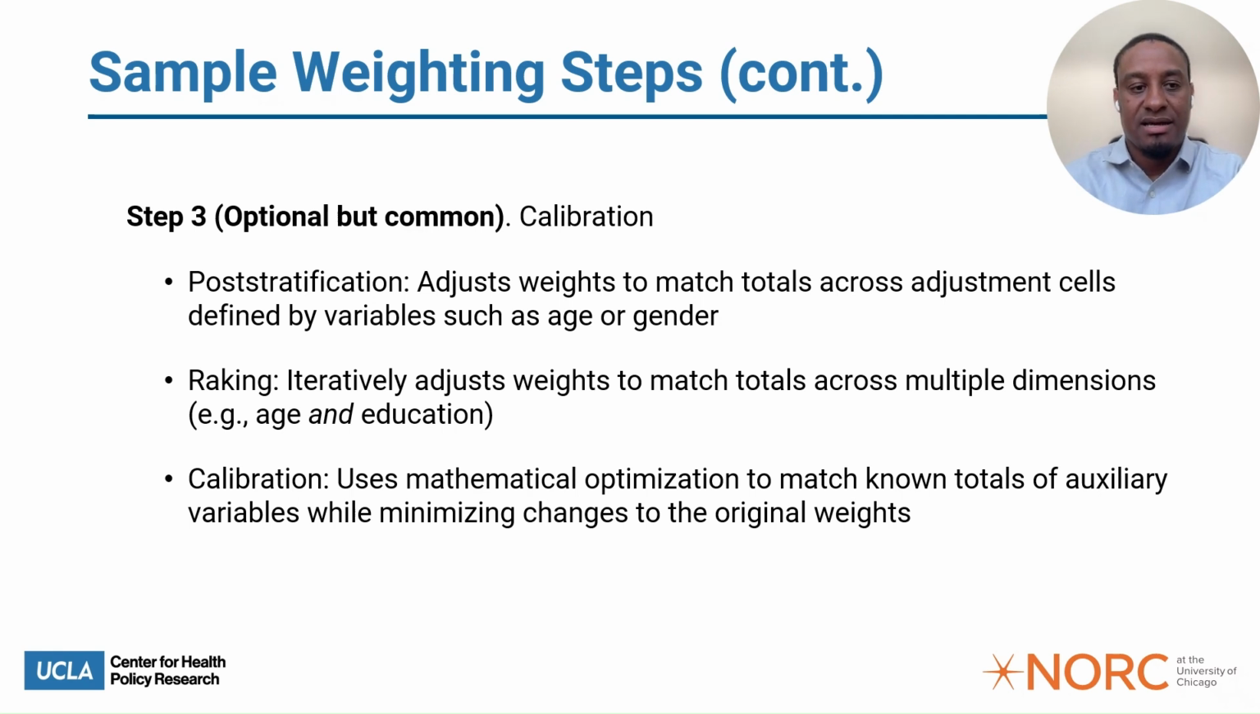And the last option to do calibration is the general calibration techniques, which are mathematical optimization techniques where we still calibrate the weights to match totals from external sources, but we do it using auxiliary variables, also known as covariates. And the minimization technique here ensures that the optimization or the calibration is done in a way that the final weights are as close as possible to the original ones from the sample.